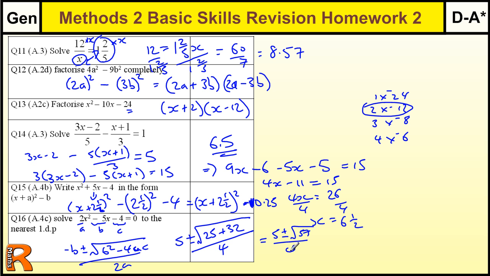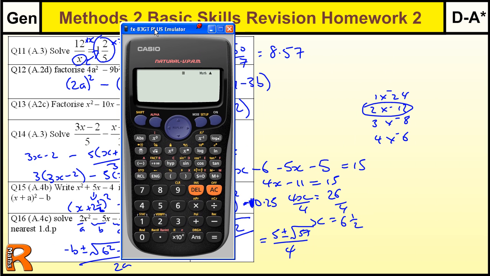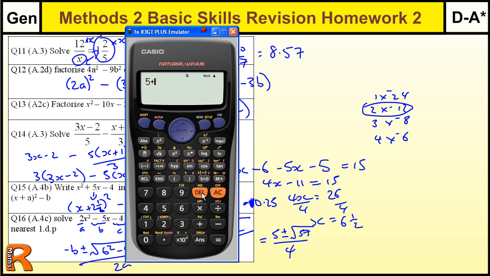So let's bring in the calculator to do that. Let's actually put the fraction in first. 5 plus the square root of 57 all over 4. And I'll probably write the same thing, but as a decimal, that's equal to 3.1 to one decimal place. And then the other one, we can just go back in and change that plus to a minus.